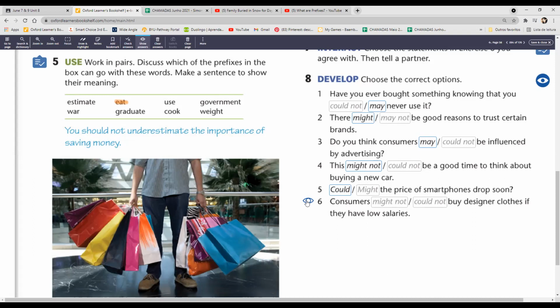Number 6. I think it's could not. So let's see. Consumers could not buy designer clothes if they have low salaries. Are you sure? This one is might not. Here we're talking about something more with a future look. So consumers might not buy designer clothes if they have low salaries.